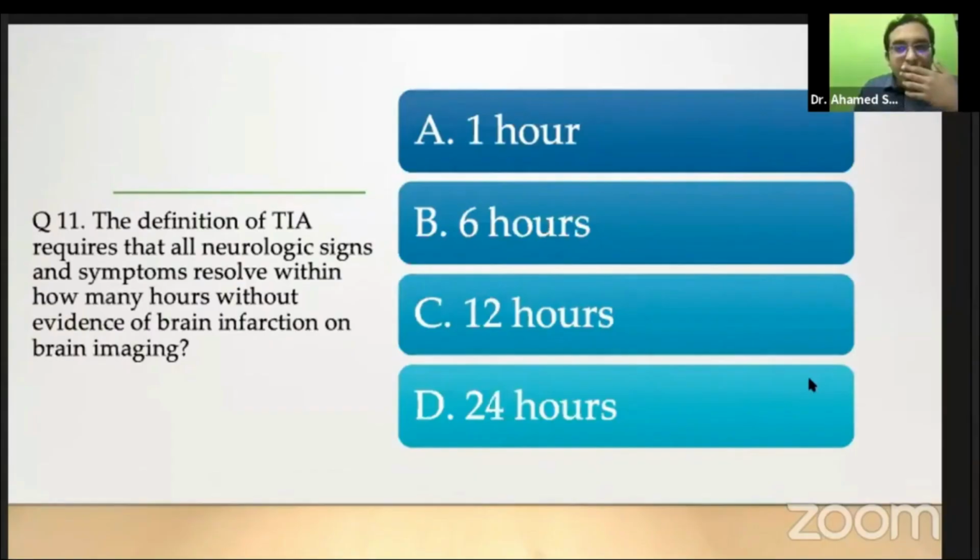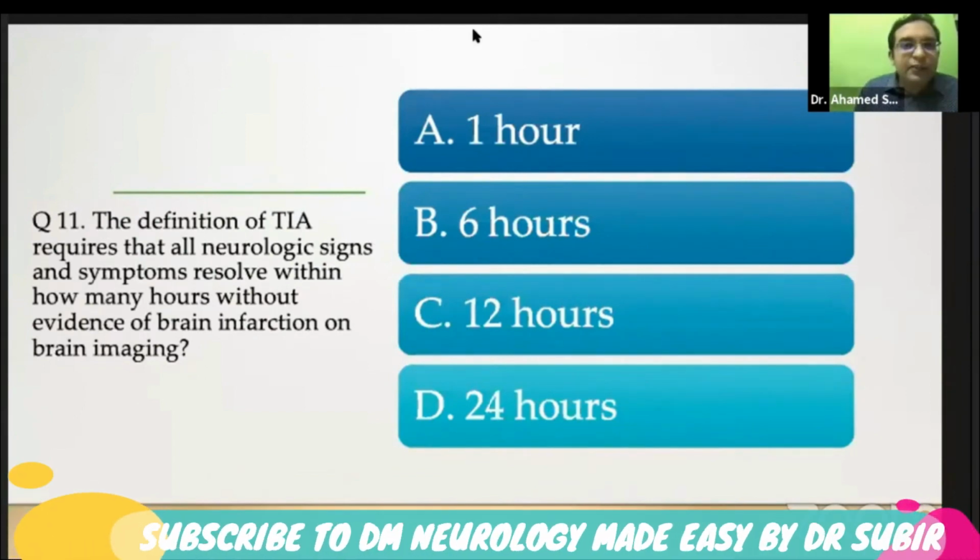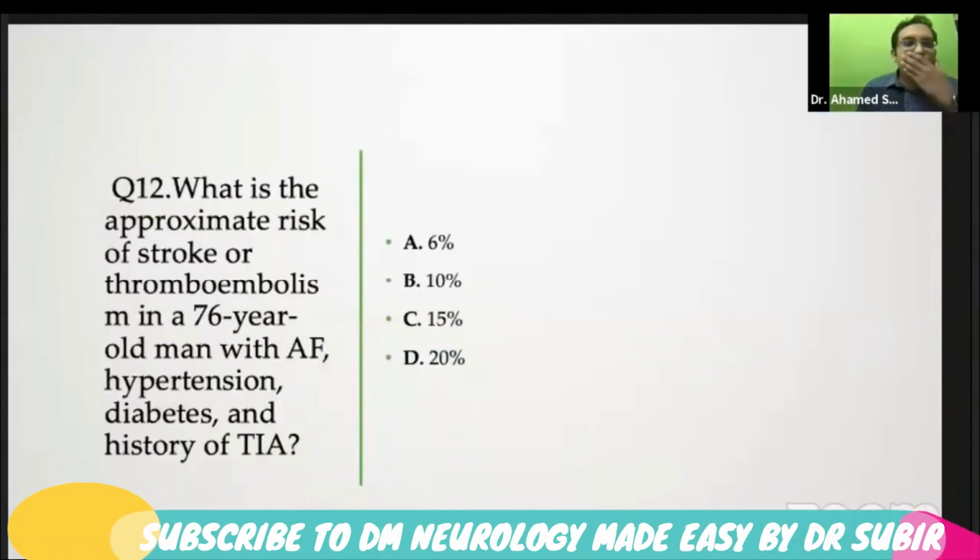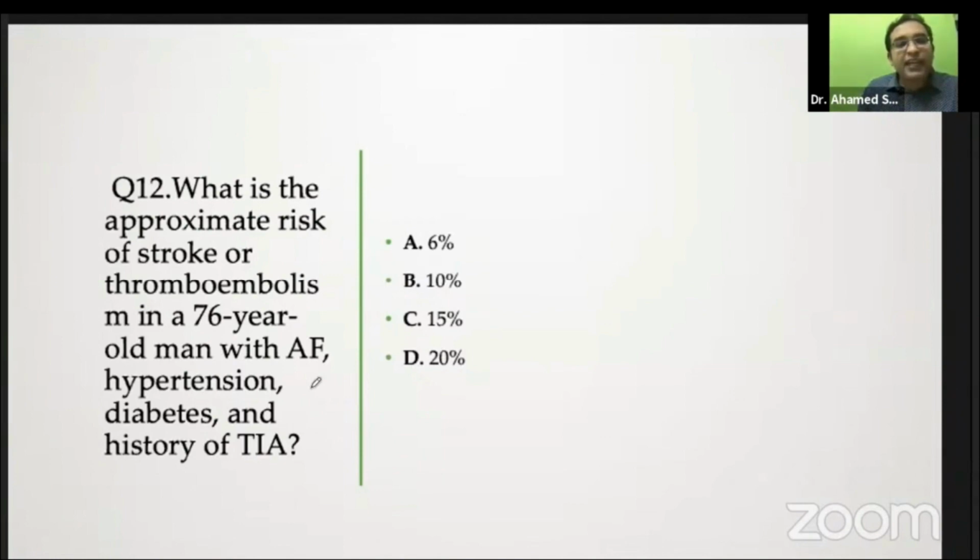We'll go to the topic proper of stroke, in which my question would be, what is the definition of TIA? Definition actually it is 24 hours. And next question is, what is the approximate risk of stroke in a 76-year-old patient presenting with atrial fibrillation, hypertension, diabetes, and history of TIA? So in a patient with history of TIA, how do you predict whether the patient will develop a recurrent stroke? So is there any method?